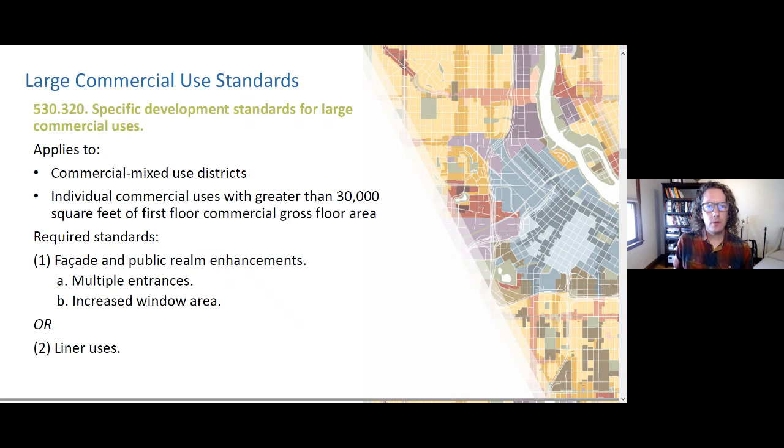Jason also mentioned that we have large commercial uses that we've identified for some new standards in the code. If the proposed use is greater than 30,000 square feet in a commercial mixed use district, you must include facade and public realm enhancements or liner uses. Those standards are all detailed in Chapter 530. Next slide, please.